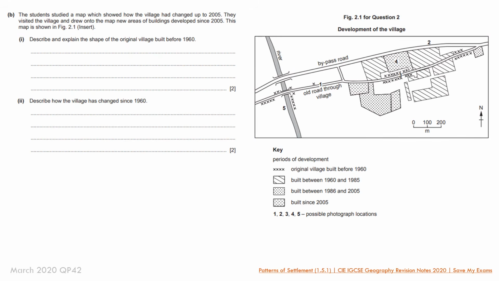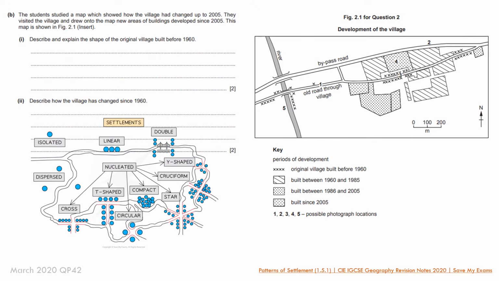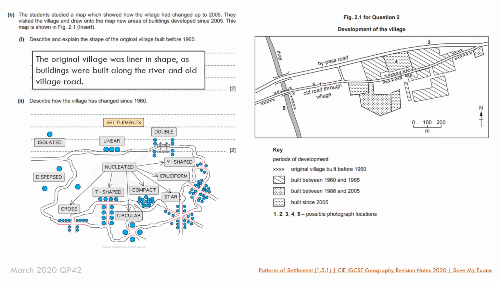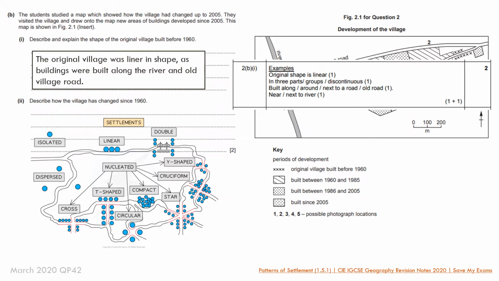So you can see here another common question: describe and explain the shape of the original village built before 1960. So again, a little bit of looking at the key. Again, this diagram has been taken from Save My Exams, but it's really useful here because we can say quite clearly the original village was linear in shape, as buildings were built along the river and old village road, because I'm looking at these X's and where they've been found.